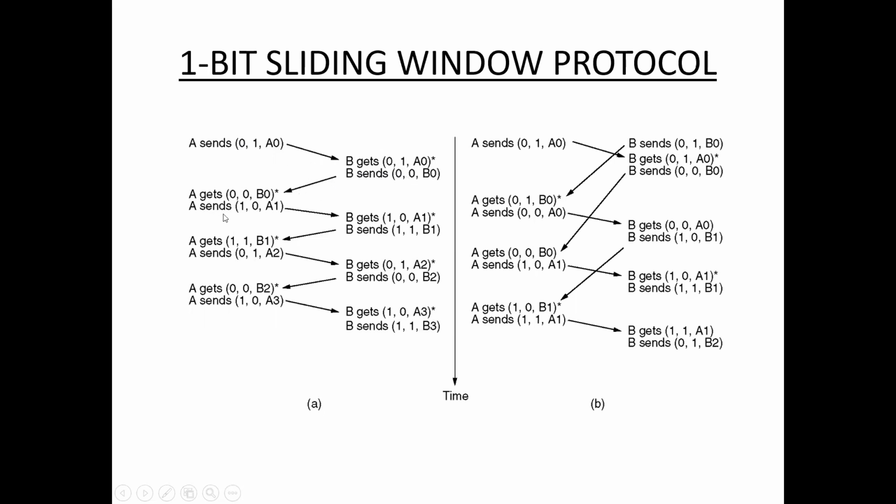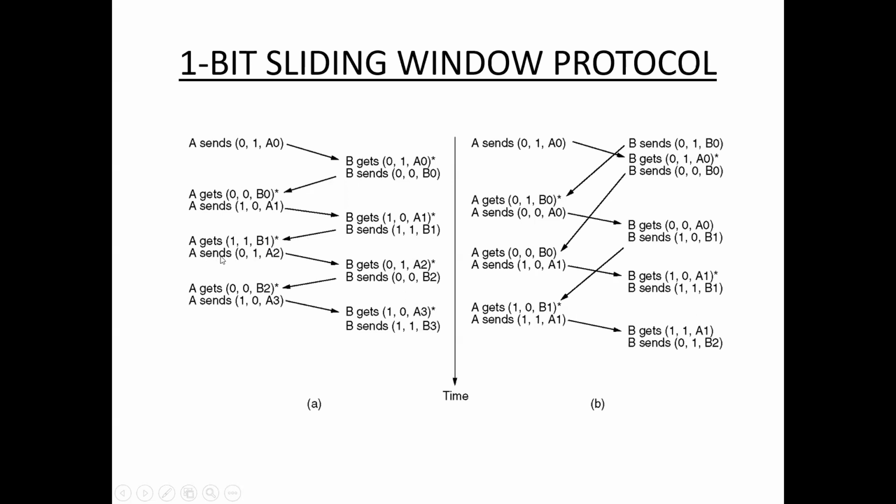Okay, and next A sends 1. Here 0 is completed, next 1. And this 0 is the acknowledgement for this 0. So A sends 1, 0, A1, and B gets this 1, 0, A1. And similarly, B sends 1, and this 1 is the acknowledgement for this A1. And B1. Next, B sends 1, 1, B1. A gets this 1, 1, B1.